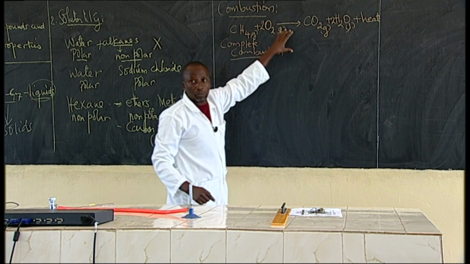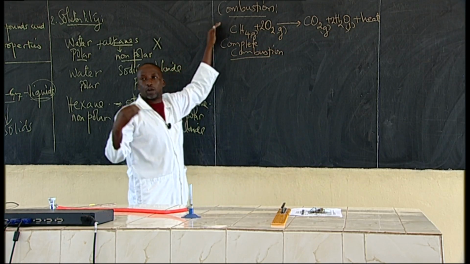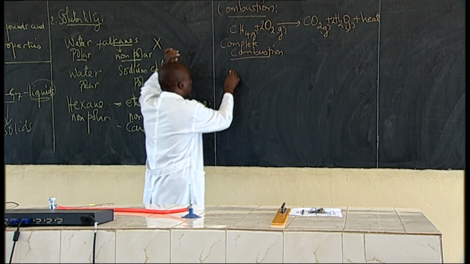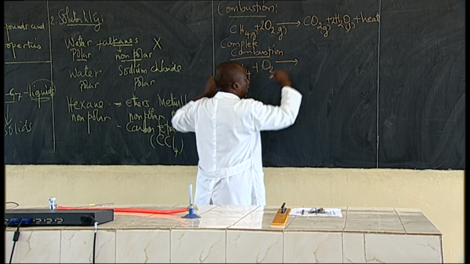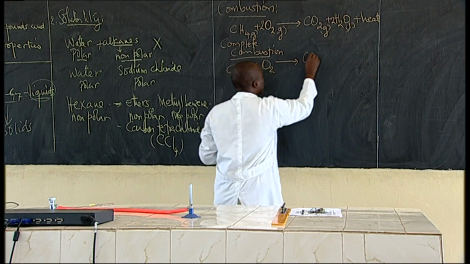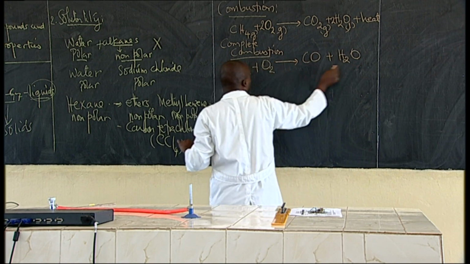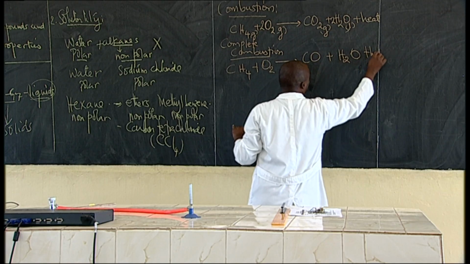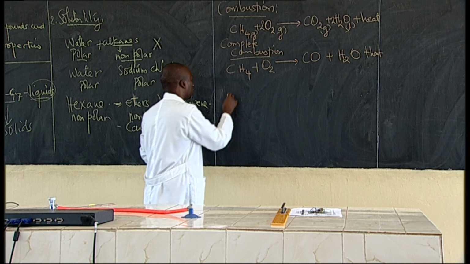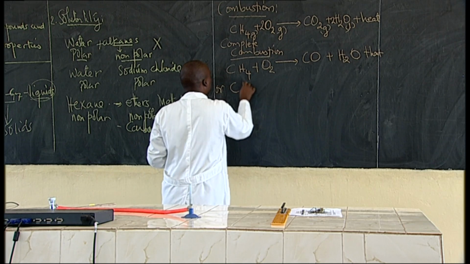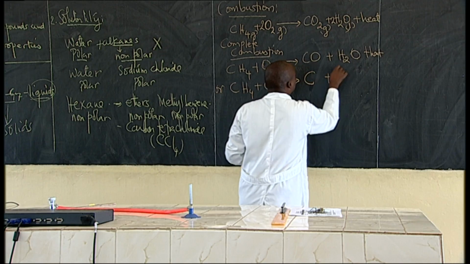This is complete combustion. But even in a less supply of oxygen, these compounds can still burn. If there is a limited supply, they produce carbon monoxide and water, plus less heat. Heat is produced, but not the same amount of heat. Or you can have methane plus oxygen giving carbon and water.